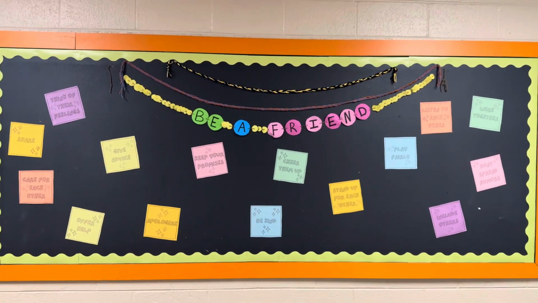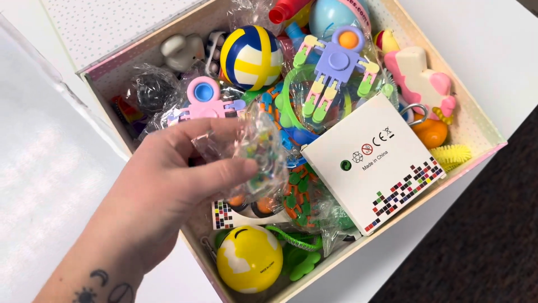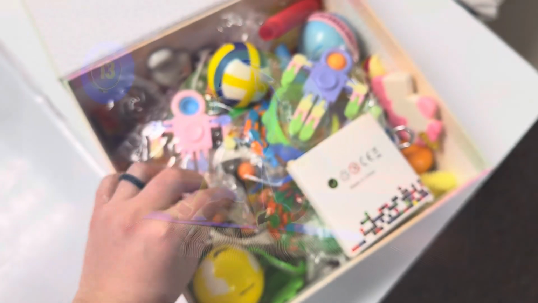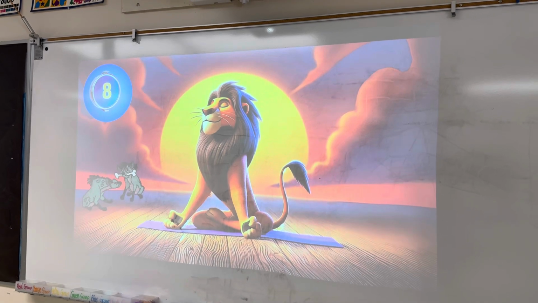Then I pulled another student who's going on the wall of fame. They also picked out a prize. Today I had a bunch of classes, some classes that I'm teaching. First I had a 4th grade class.